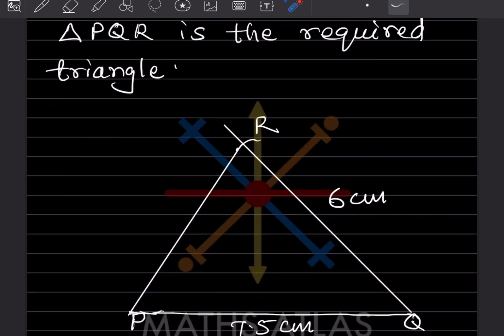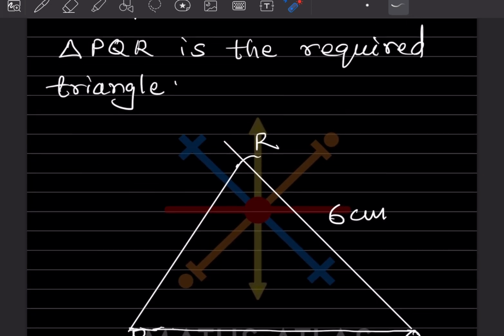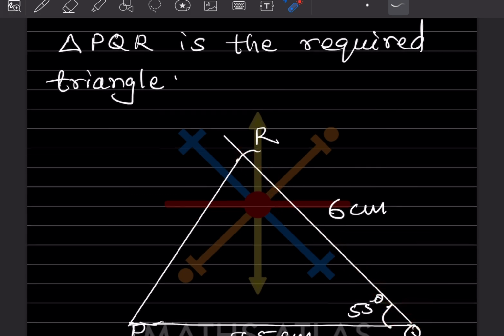So now let us see the steps of construction. So this is the construction. These are not the actual measurements. You can take the exact measurement and draw it. So here this is PQ, that is 7.5. Then this angle Q, that is 55 degree. So with the help of this protractor, as I said, because we cannot construct 55 degree, you will do it directly with the help of the protractor. Take your 55 degree and then draw this one, mark it over here.